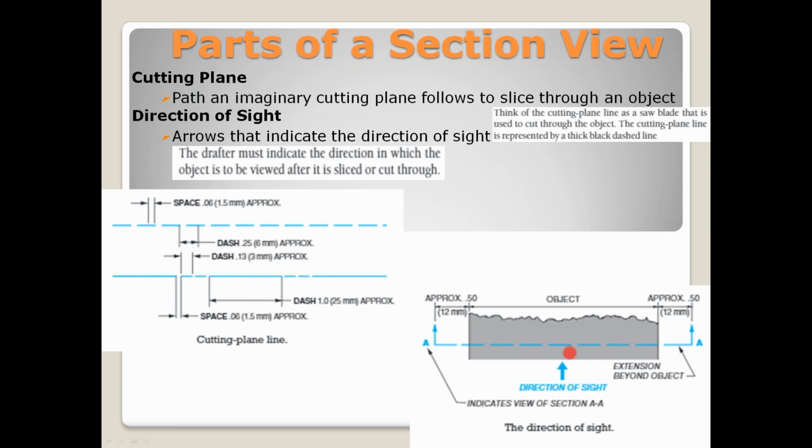This is one good example of the direction of sight. If you're going to cut through this object here, and you want to cut through it with your arrow pointing in this direction, that means you're looking in this direction. This is your direction of sight. You're looking this way to cut this object. The arrow indicates the direction of sight. The drafter must indicate the direction in which the object is to be viewed after it's sliced or cut through.